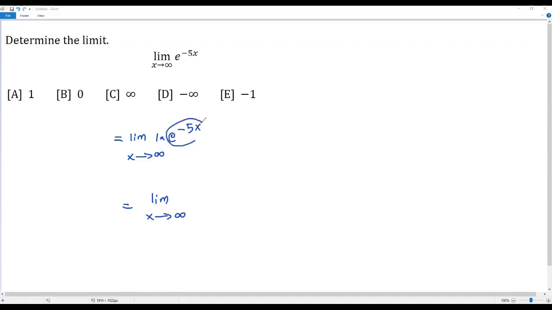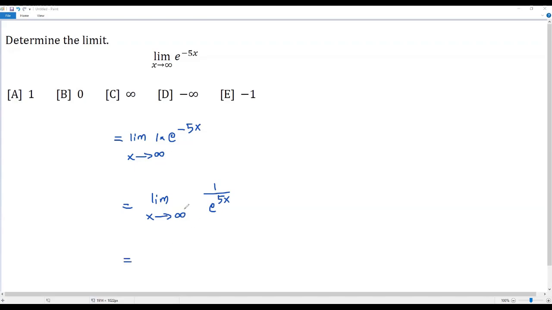Now I'm going to move this term to the denominator. Then we'll have 1 in the numerator, and in the denominator we'll have e to the power of positive 5x. Since I moved this term to the denominator, automatically the negative sign at the exponent becomes positive. Whenever I move a term from numerator to denominator or denominator to numerator, the sign of the exponent will change. Now we have 1 over e to the power of 5x.